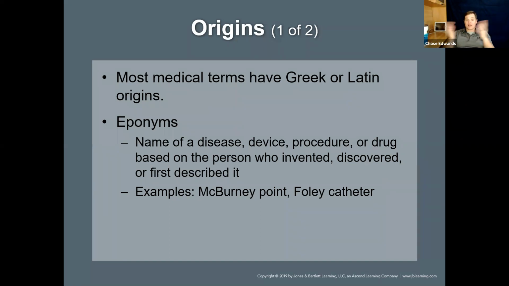Like I talked about earlier, Brooks formula, Parkland formula, Babinski. We'll talk about stuff like that all throughout. Foley catheter, like this one uses, McBurney point, Babinski reflex, Crohn's disease, cesarean section, Levine sign, Apgar score, and so on and so forth.